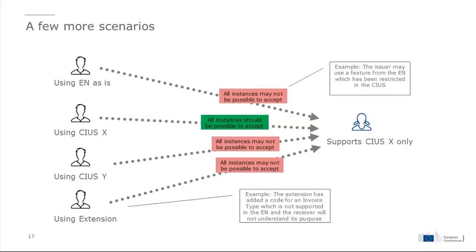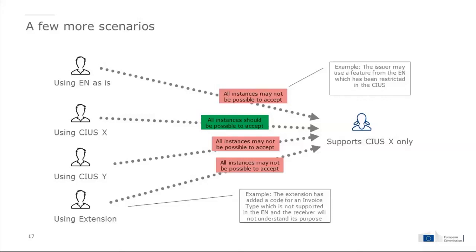The first one who implemented the European standard completely may not respect the restrictions defined in the CIUS X. And in those cases where he's not following those restrictions, the invoice will not be found to be compliant to the CIUS, and therefore the receiver can't process them. The second supplier, that's a given. They are using the same CIUS. The third one is the same thing that could happen there. They are using different restrictions, and the same for the one with the extensions.